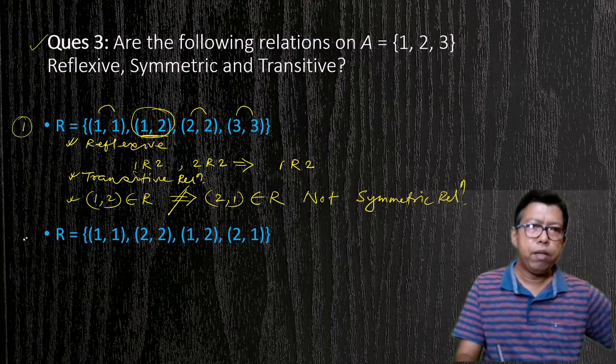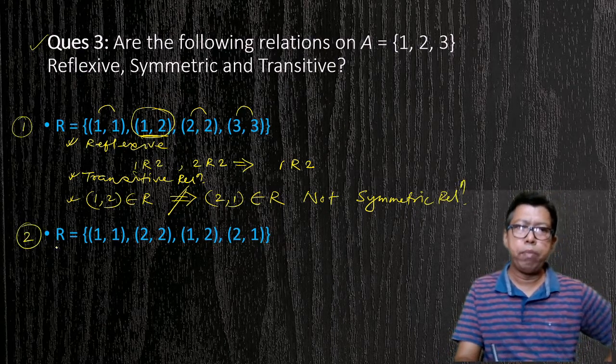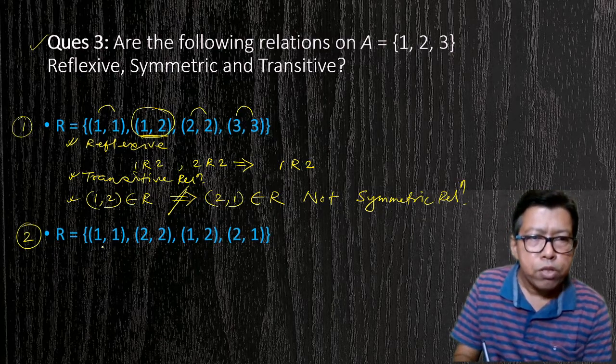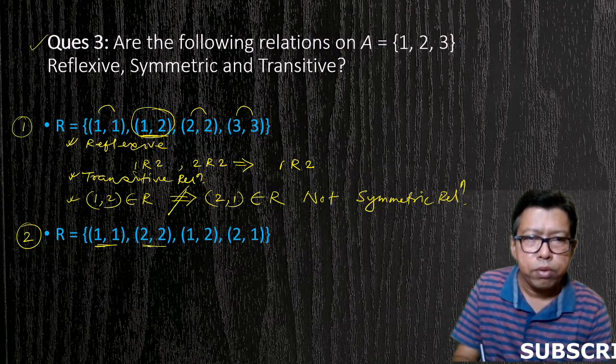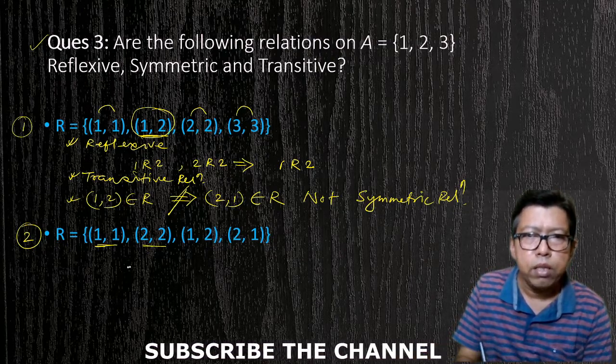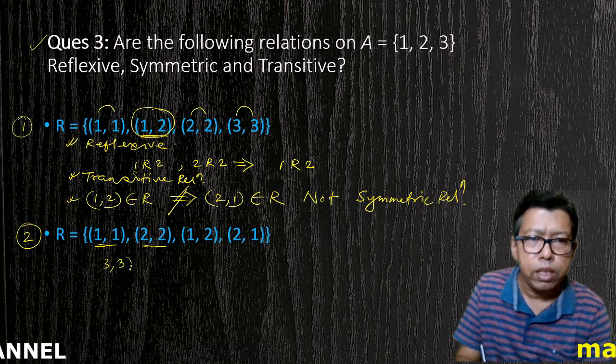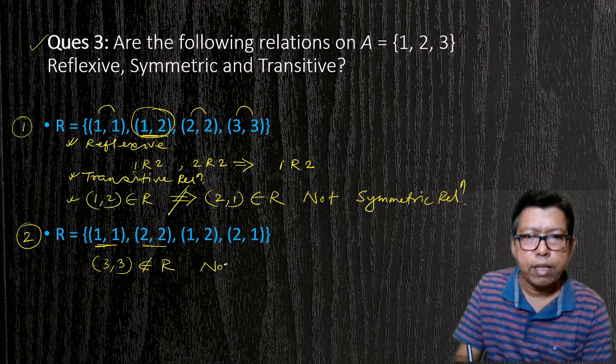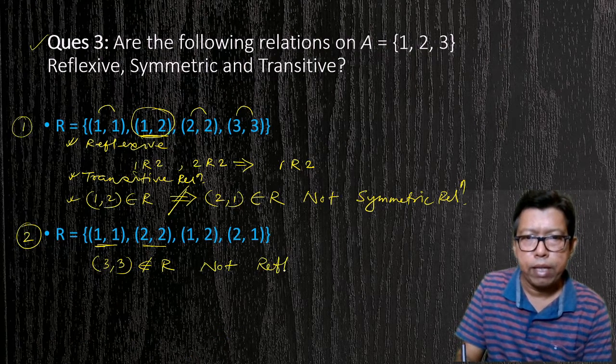Okay, final one, relation number 2: (1, 1), (1, 2), (2, 1), (2, 2). First of all, 1, 1 is an element of the relation R, 2, 2 is also an element of R, but 3, 3 is not an element of the relation R. So this is not reflexive.